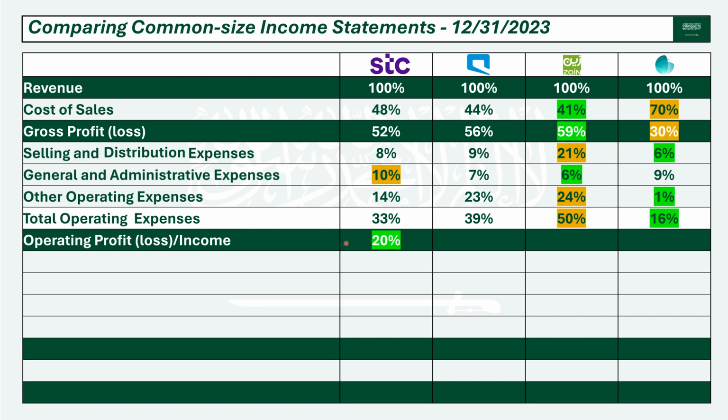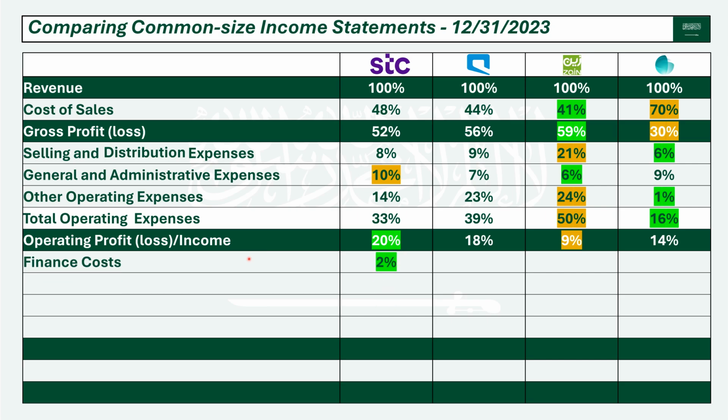The first position now changed to STC. It was Zain in the first position when we calculated the gross profit. Now STC in the first position with 20%. The second position goes to Mobily with 18%. The third position goes to Go Telecom with 14%. And finally, in the fourth position, we have Zain with 9%. So Zain went from the first position when it comes to gross profit to the fourth position when it comes to the operating profit.